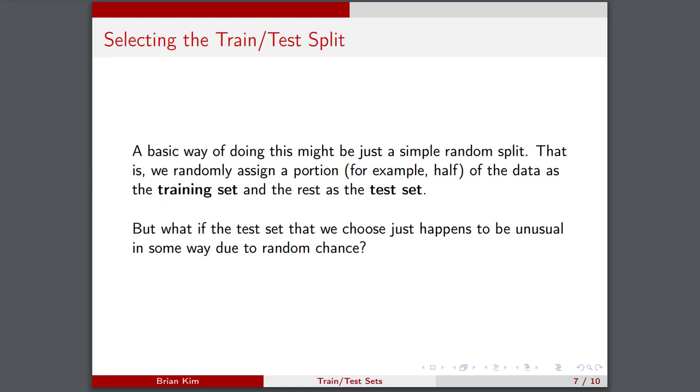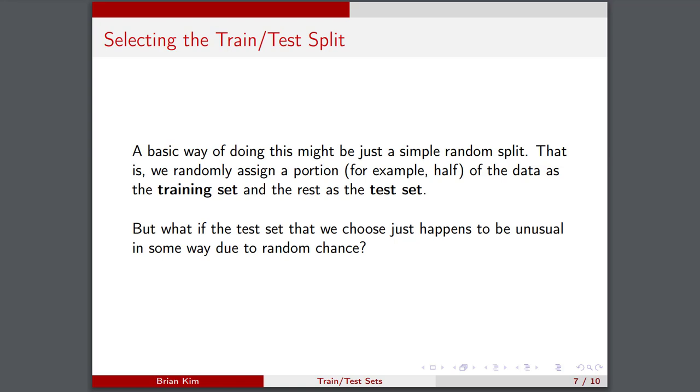There are a lot of ways to select train and test splits. One I just mentioned is randomly assigning a portion, for example half, as the training set and the rest as the test set. You could also do other splits like 60-40 or 70-30. This is a simple holdout sample. You hold out part of the data set as the test set, train on the rest to build your model, and then predict on the test set so you know how well it's doing on this future data set.